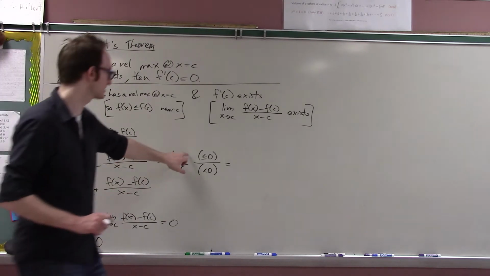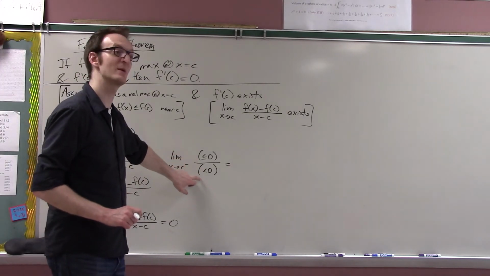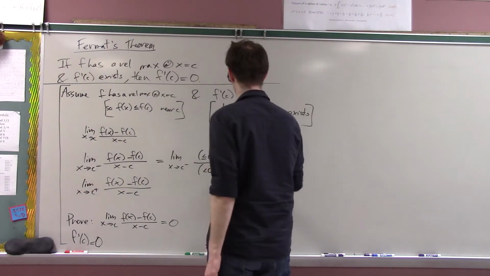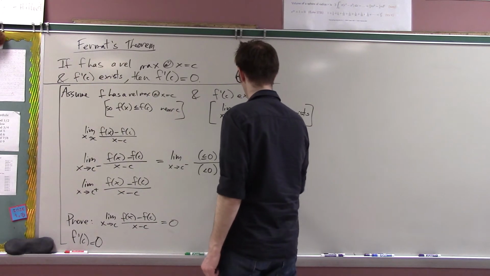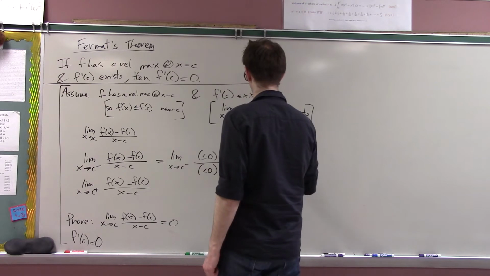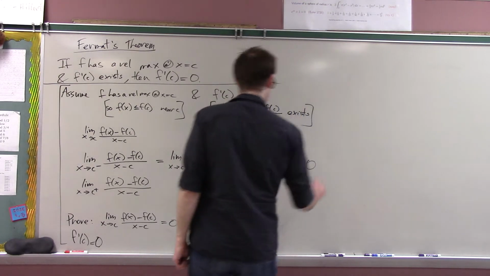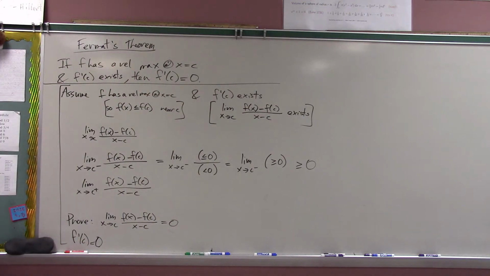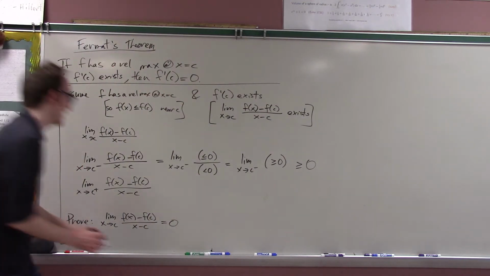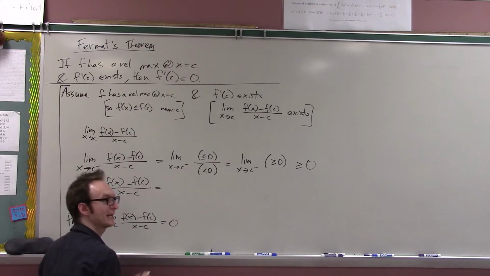If you take something which is less than or equal to 0 divided by something which is less than 0, the answer is the limit of something which is greater than or equal to 0. So I claim that this limit is greater than or equal to 0. You with me? Okay.